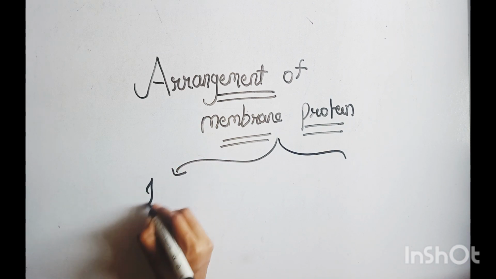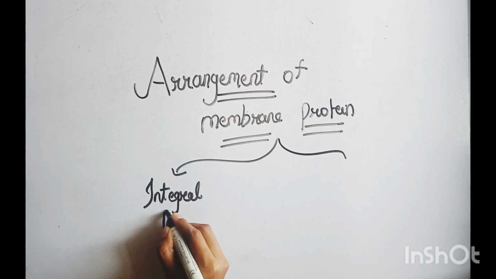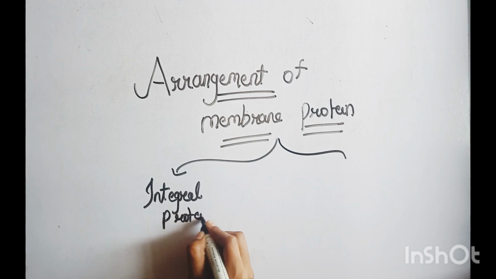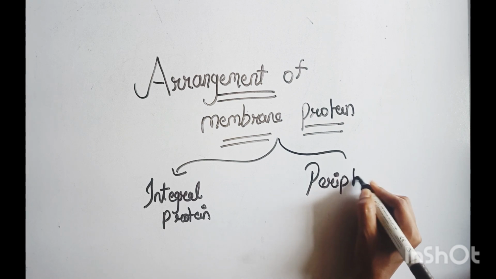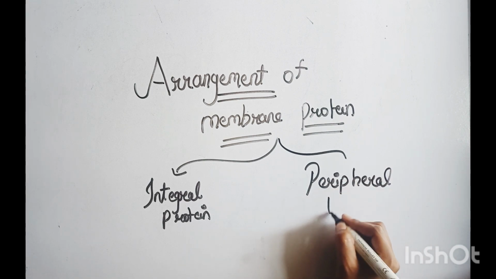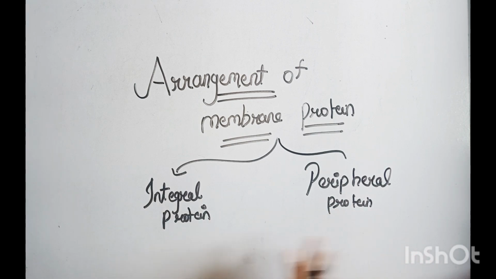First is the integral protein and another is the peripheral protein. One by one we will discuss what an integral protein is and what a peripheral protein is.